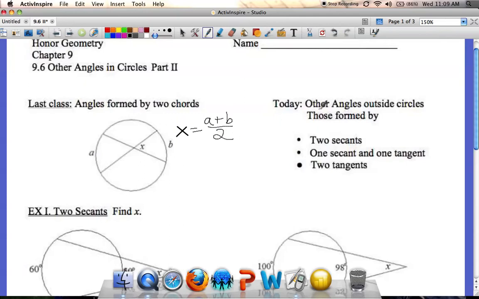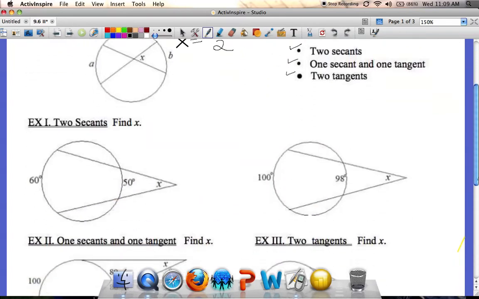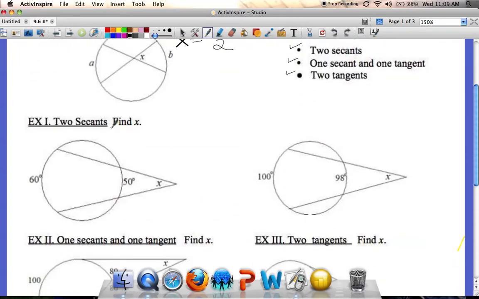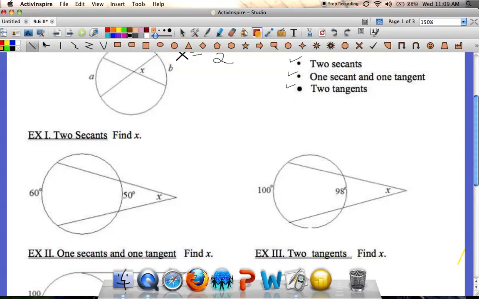Today we're going to talk about other angles outside circles. Those are formed by either two secants, one secant and one tangent, or two tangents. The first exercise is with two secants, and the goal is to find angle X, which lives outside of the circle. The first thing we're going to do is to draw a chord.